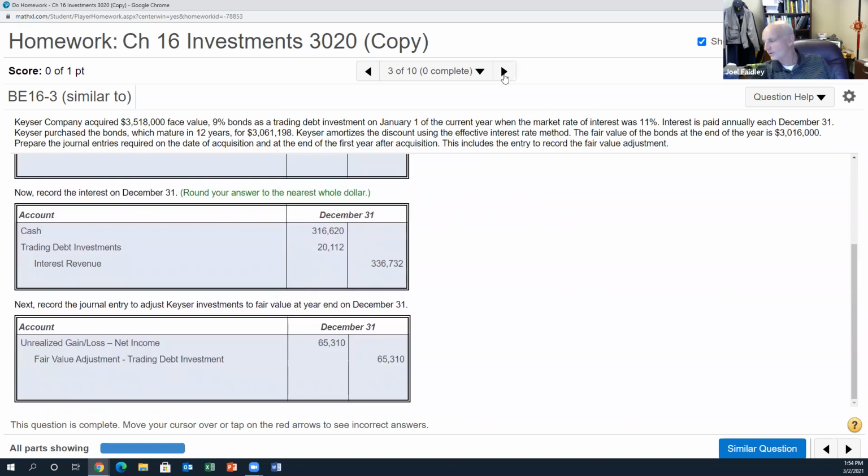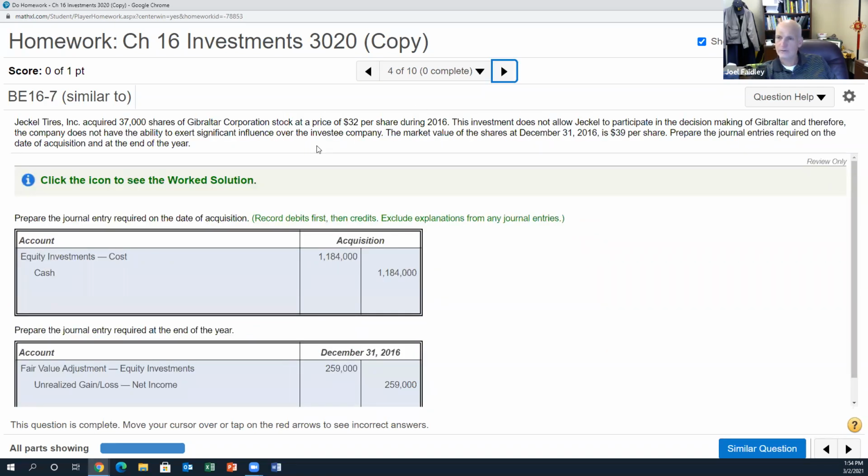All right, number 4. Let's jump over into equity investments, stocks. Here we acquired 37,000 shares of Gibraltar Corporation at $32 per share. The investment does not allow Jekyll to participate in the decision making, which means there's no significant influence. It does not have the ability for significant influence over this company, so we're going to use the fair value method instead of the equity method. There's my investment, 1184.